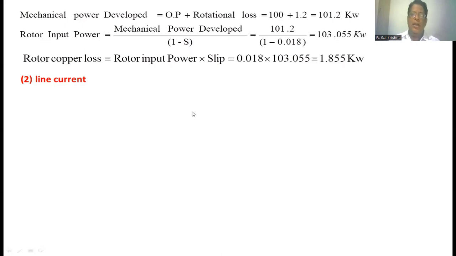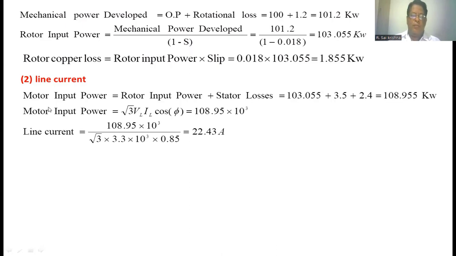Line current. Now here we know the rotor input power. The rotor input power equals stator output power, because no power is wasted in the air gap of the induction motor. So the rotor input power plus stator copper loss equals the motor input power. Substituting all the values, we get 108.955 kilowatt.